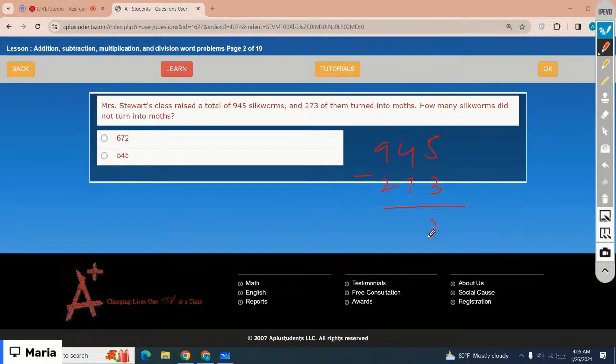So 5 take away 3 is 2. 4 take away 7 you cannot, so you need to borrow 1. Here you have 8 and here you have 14. So 14 take away 7 is 7 and 8 take away 2 is 6. So the correct option is 672 of them didn't turn into moths, right? The correct option is 672.